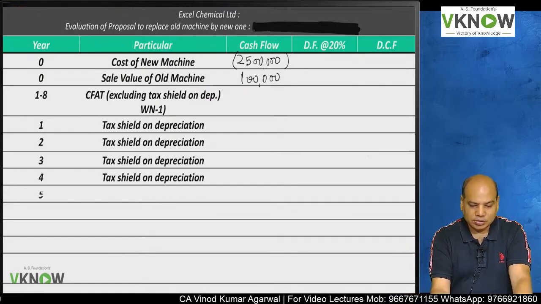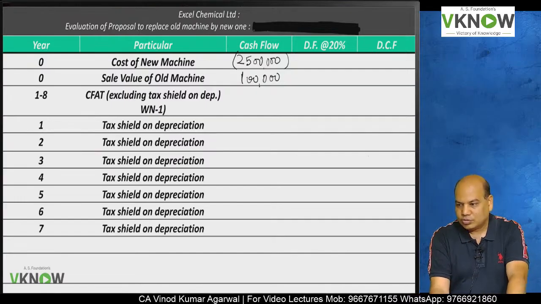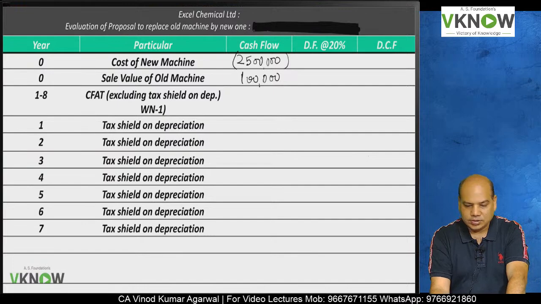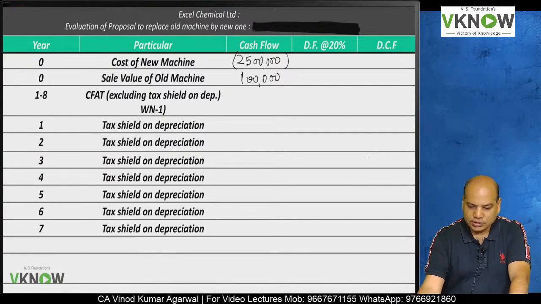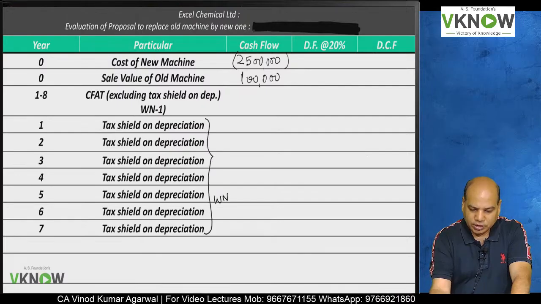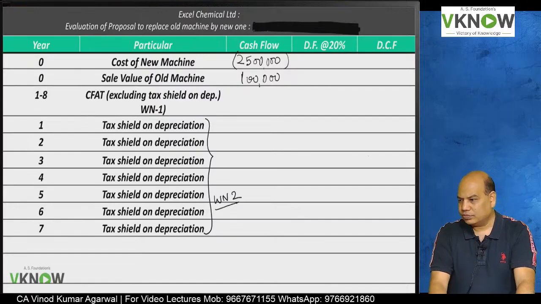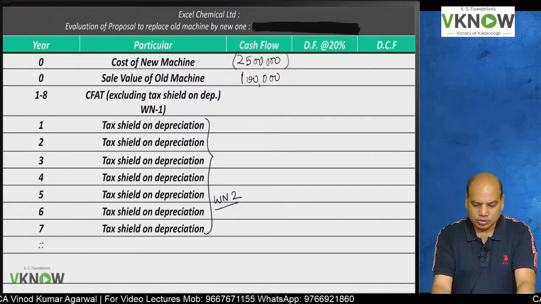And then write down 1, 2, 3, 4, 5, 6, 7, 8. You have to compute tax shield on depreciation. You write working note 2. Tax shield on depreciation, working note 2.